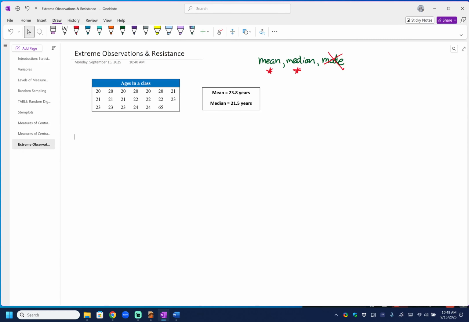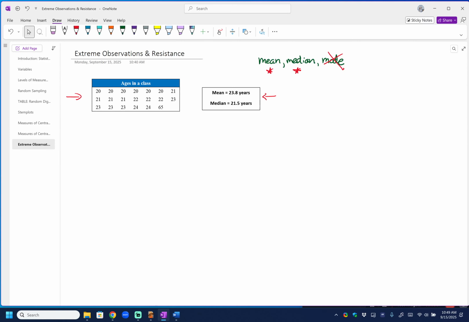Okay, let's look at an example to better explain this concept. Just for argument's sake, let's suppose we have a statistics class with 20 students, and I ask for their ages. So this table of raw data, which happens to be ordered very nicely, is basically the ages of students in a statistics class. I have also provided the mean and the median age of those students.